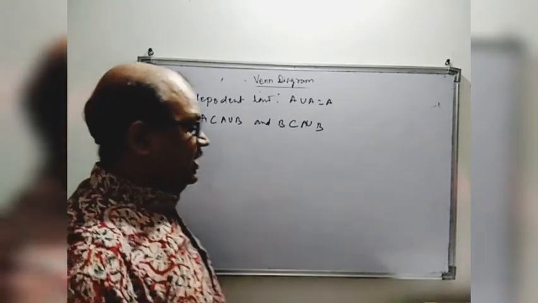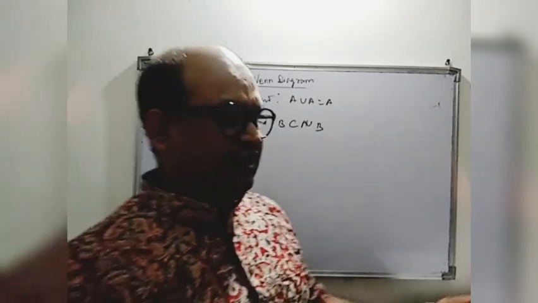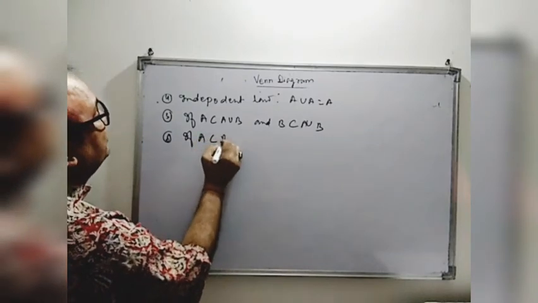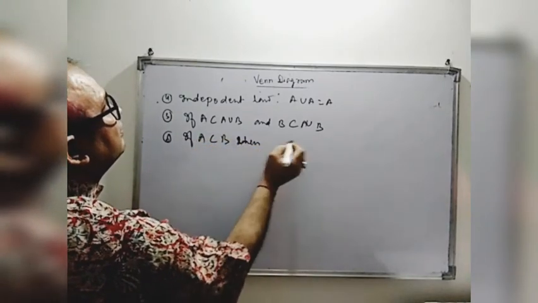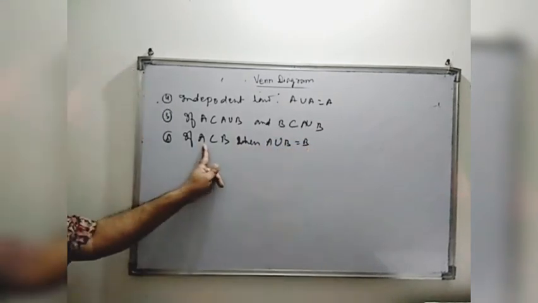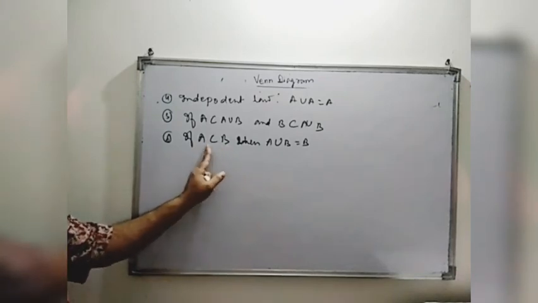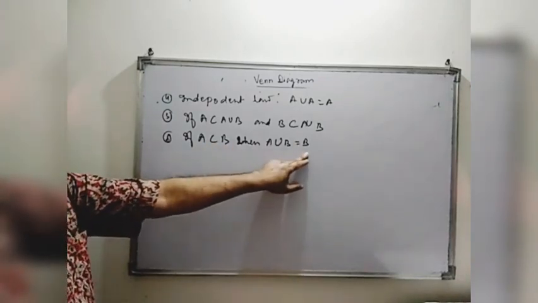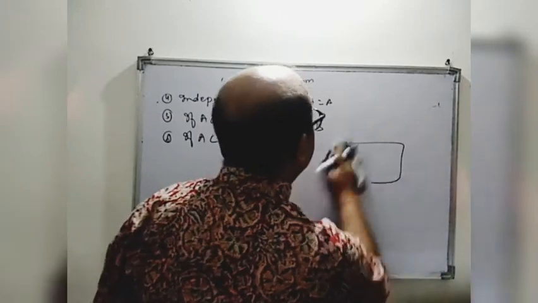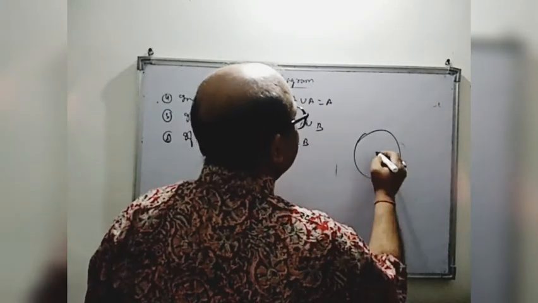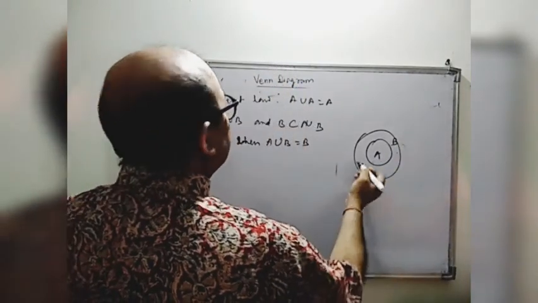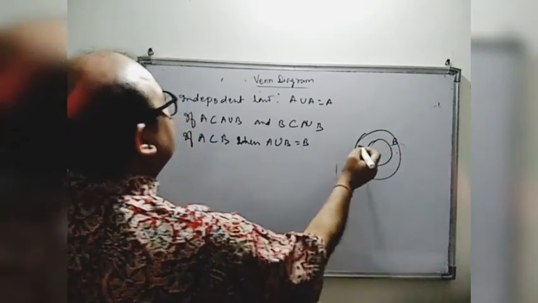Next is if A is a subset of B, then A union B equal to B. If A is a subset of B, then what? A union B equal to B itself. Suppose A is a set and B is another set. So if A is a subset of B, that means A union B equal to B itself.